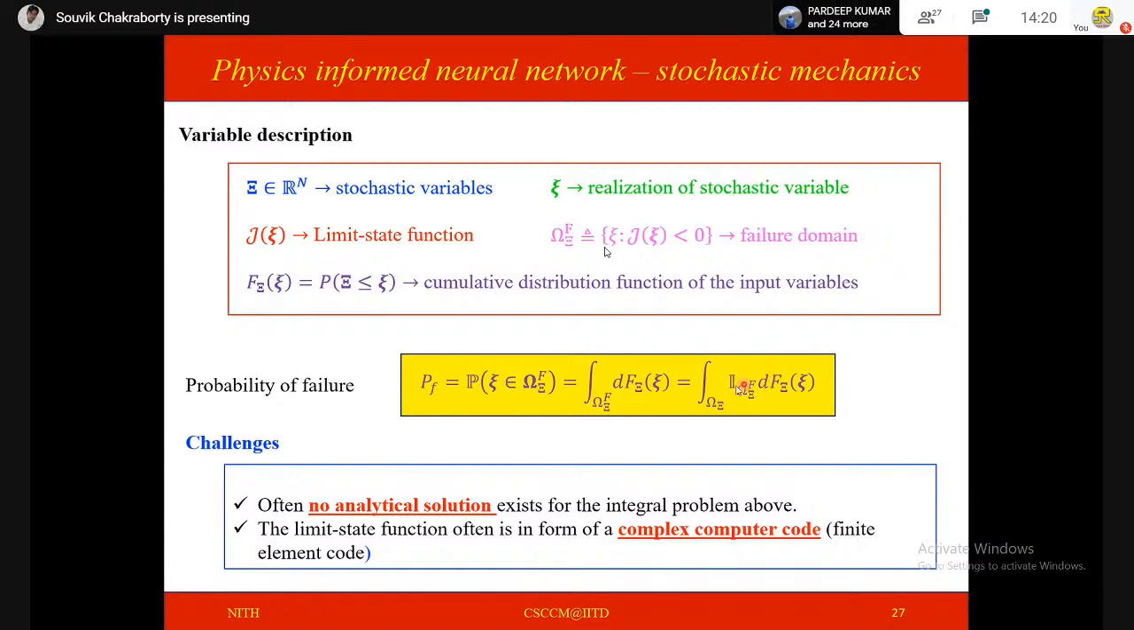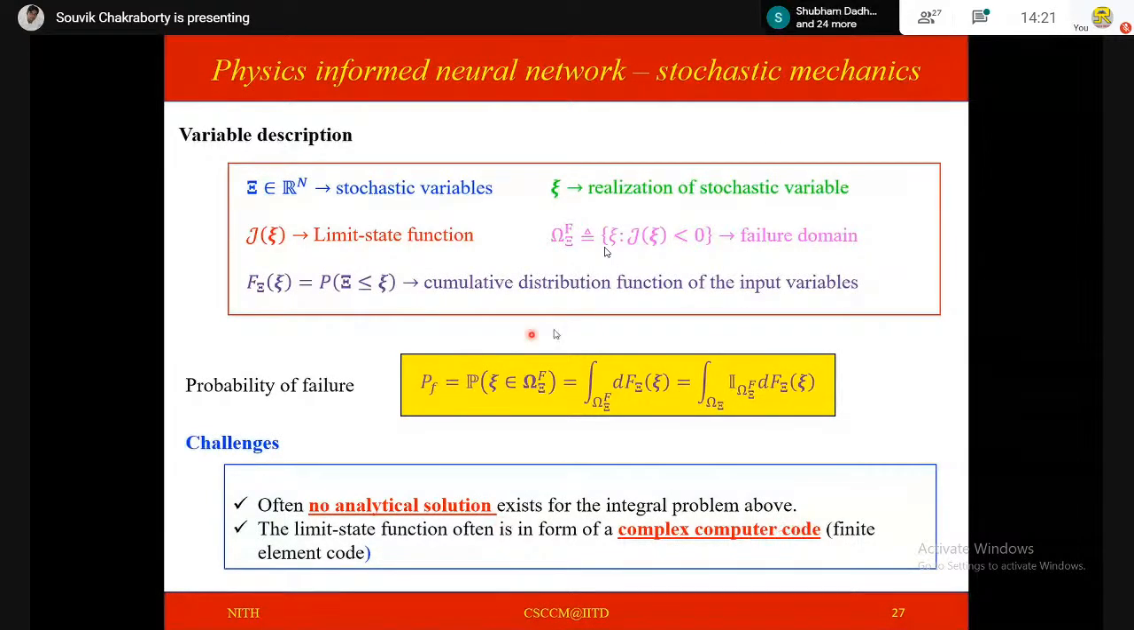Now, what are the challenges? We have an integral solution. This would be easy. Unfortunately, it is not easy. And the reason is this is a high dimensional integration problem with no analytical solution. And if you try to do it using numerical integration, that is what people do, you have to run your complex computer code thousands of times, sometimes even millions of times.